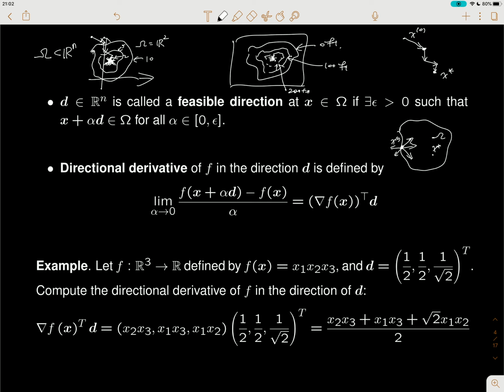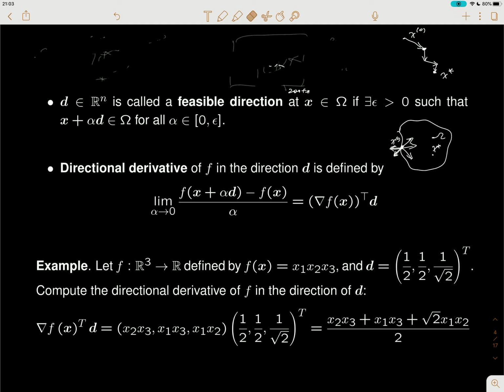So as you can see, the 3 directions on the right, at least it will not make the next point outside of this. If you're going these 2 directions on the left, then the next step will be outside of this omega. So these 2 directions will not be feasible because once you move along those 2 directions, the new point will not be inside omega anymore. These 3 directions will be fine. Okay, so this is the intuitive understanding of feasible directions. Okay, so now let's go back and see formally what this feasible direction is.